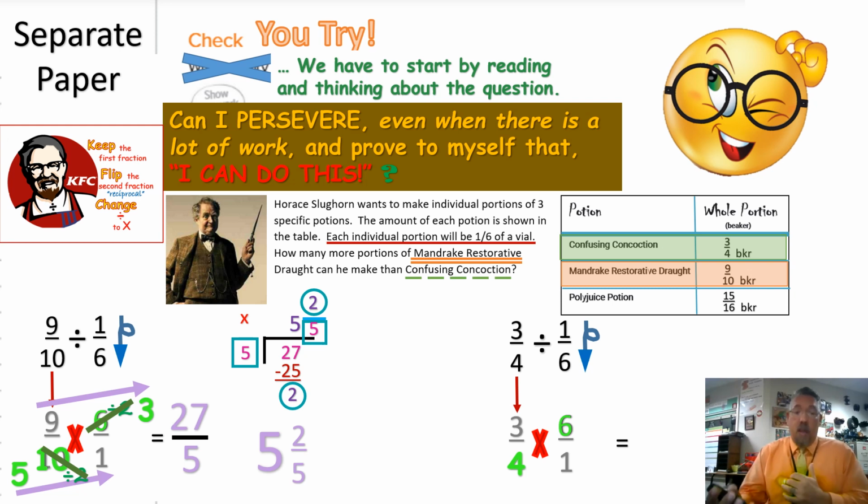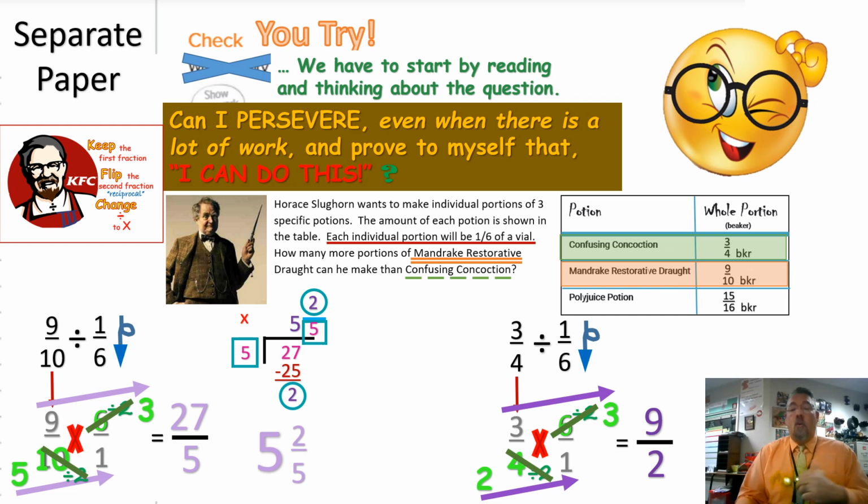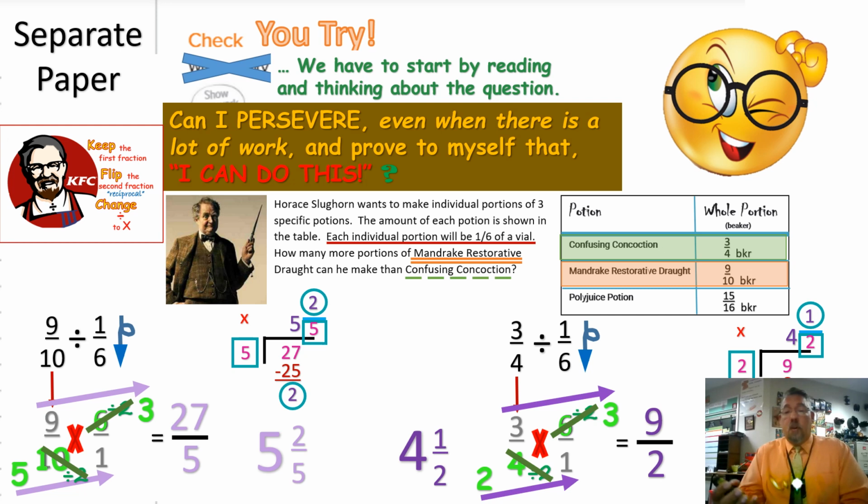I have even numbers again, so I'm going to reduce by 2's, and 2 will go into 4 2 times, 2 will go into 6 3 times, which gives me, multiplying across, 9/2. Well, I have to convert it. So I take my 9, I divide it by 2. It looks like my work's going to be behind my image, so I apologize, but you'll still be able to figure it out because 4 times 2 is 8. I have a remainder of 1, and my numerator is always going to be my remainder, so I have 1, and my denominator is always going to be my divisor, so I have a 2. So I found that when it comes to the confusing concoctions, I made 4 1/2.